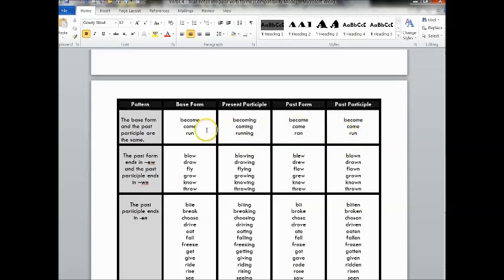Many of you are getting run wrong. You want to tell me the past participle is ran. I have ran. This is not correct. I run. I am running. I ran. I have run. Okay, so all those follow that pattern.